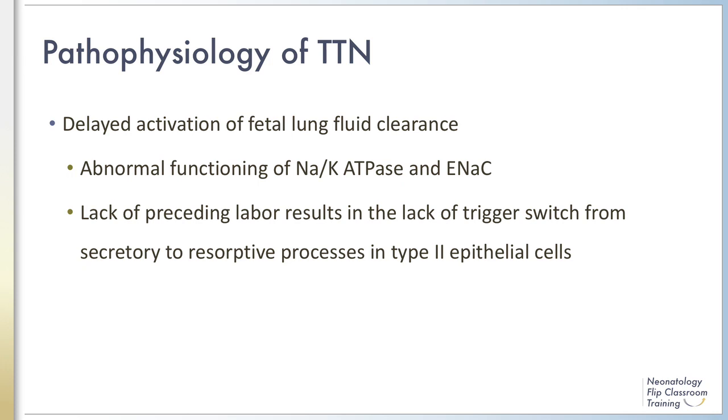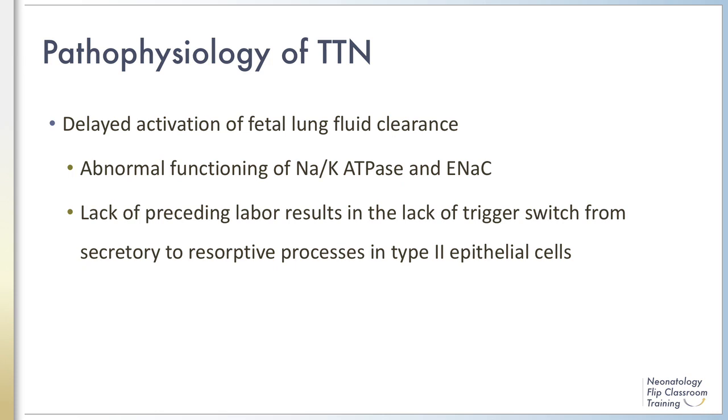Proposed abnormalities include abnormal functioning of the sodium-potassium ATPase and ENaC channels, which can be secondary to the lack of preceding labor and the catecholamine surge, which is thought to be the initial mechanism of fetal lung fluid clearance. Studies demonstrate that women who gave birth via cesarean section without preceding labor but received a beta-adrenergic agonist during the 2 hours prior to delivery had infants with improved dynamic lung compliance and lower respiratory rate than those who were not exposed to the drug.